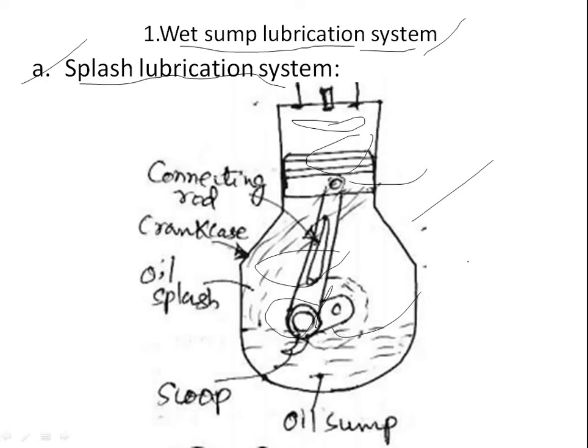This system is suitable for low and medium speed engines. In this system, a scoop at the big end of the connecting rod splashes the lubricant. You all can see the splash shown here below, and this is the oil sump. From the oil sump it splashes upward to the piston, connecting rod, gudgeon pin and all the parts. Gudgeon pin is fixed in this piston.